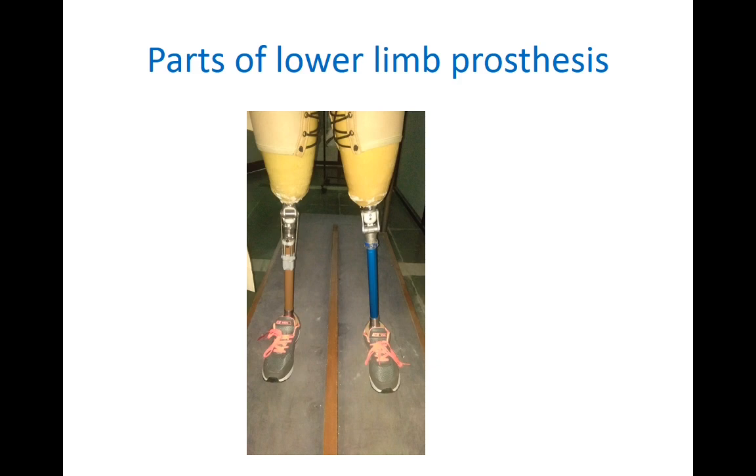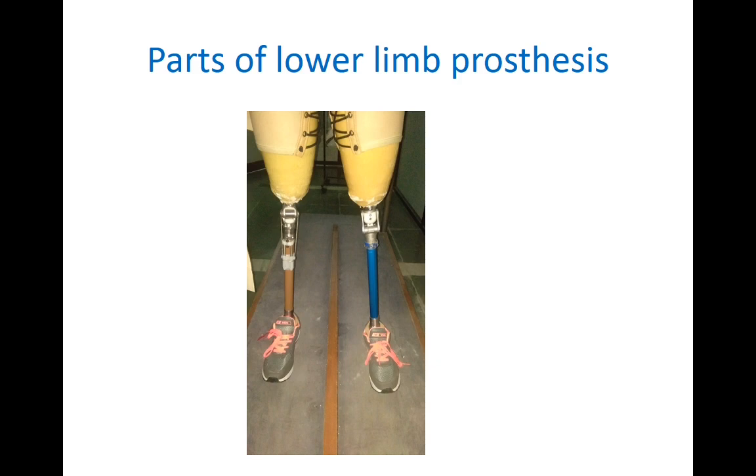The socket is always hollow. Remember, the socket is always hollow. The stump goes inside the socket, a hollow place where the patient puts it in. Now, one important thing about the lower limb prosthesis, in this case the above knee prosthesis, is the weight bearing area. Many of us will wonder, where will the patient bear the weight?